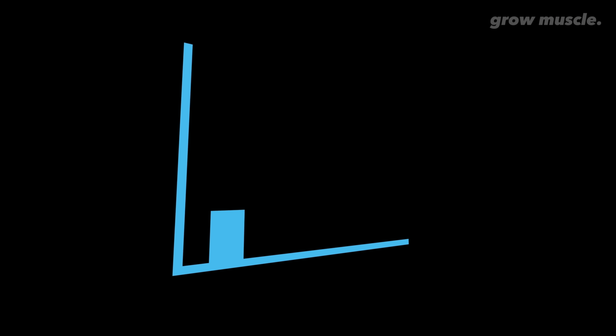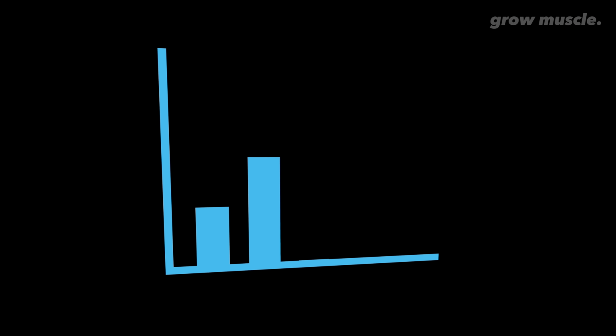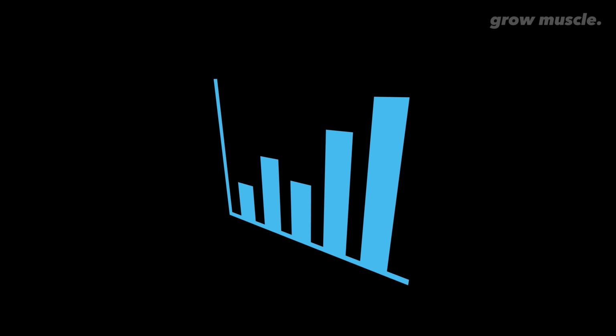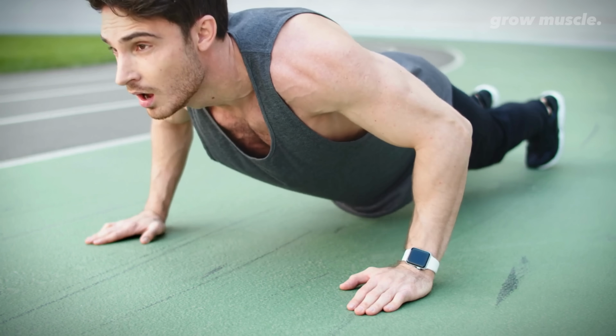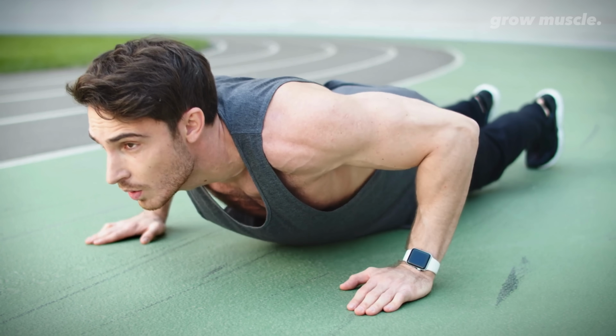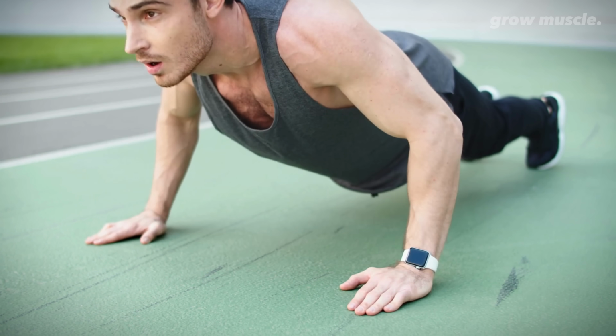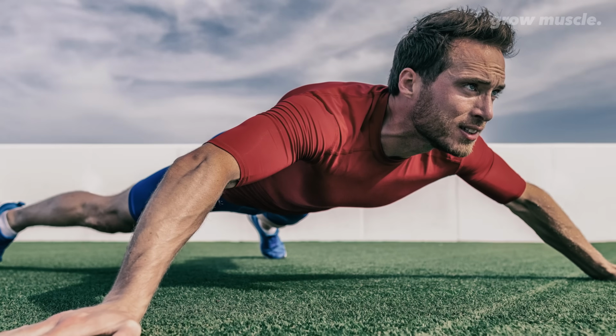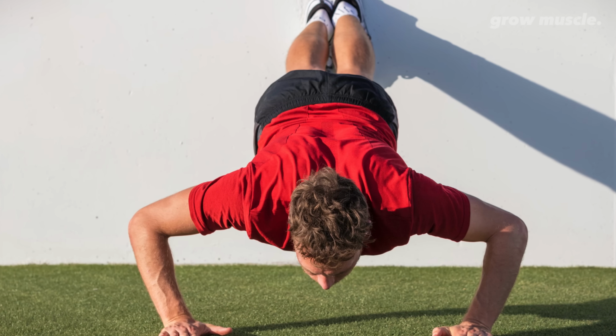Progressive overload is a fundamental principle in strength training, involving the gradual increase of stress placed on muscles during exercise. To continually stimulate muscle growth, it's essential to progressively increase the difficulty of push-up workouts. This can be achieved by increasing repetitions, adding resistance, altering hand placement, and implementing variations.